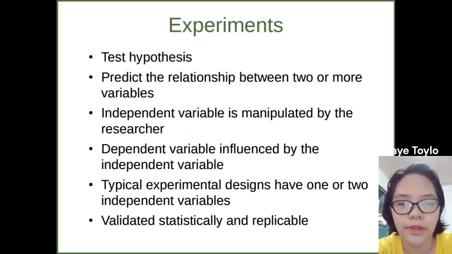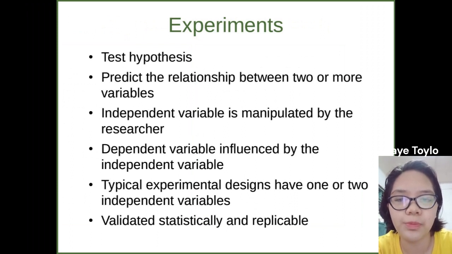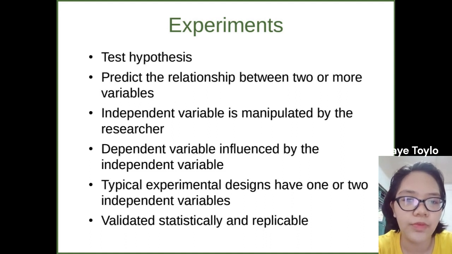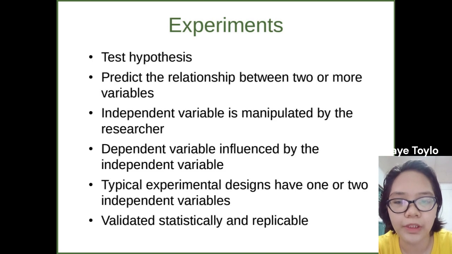What are experiments? Experiments test hypotheses to predict the relationship between two or more variables. The independent variable is manipulated by the researcher, while the dependent variable is influenced by the independent variable. Typical experimental designs have one or two independent variables. It is validated statistically and replicable.